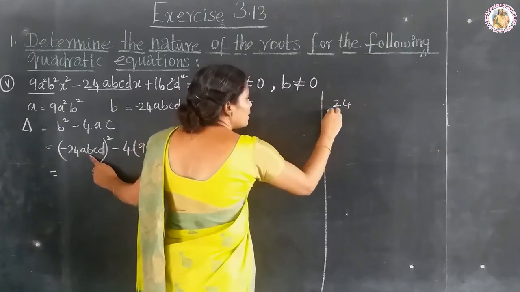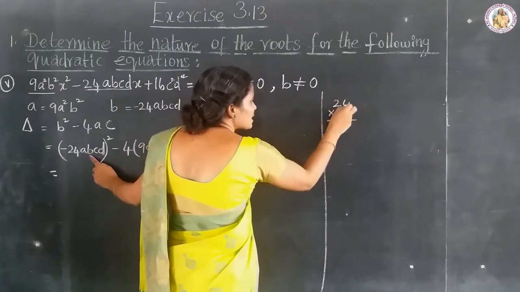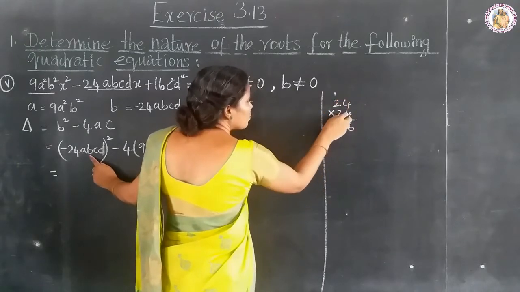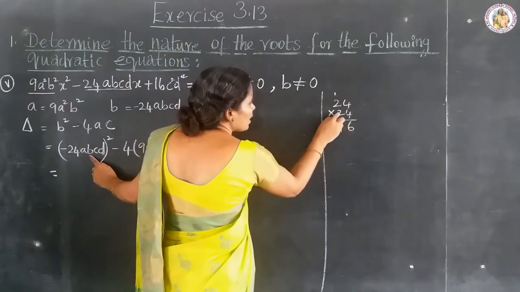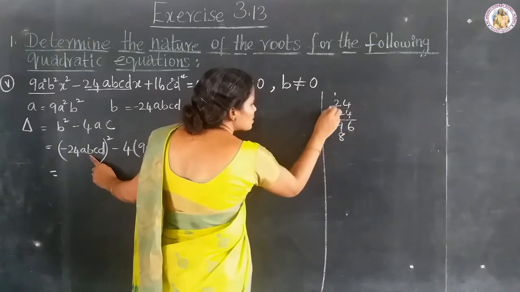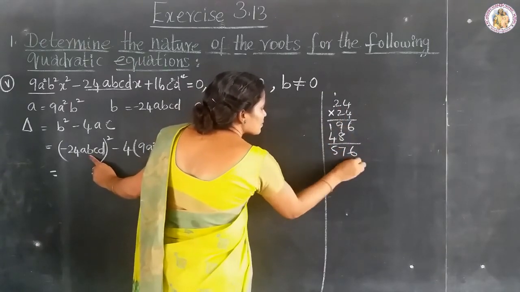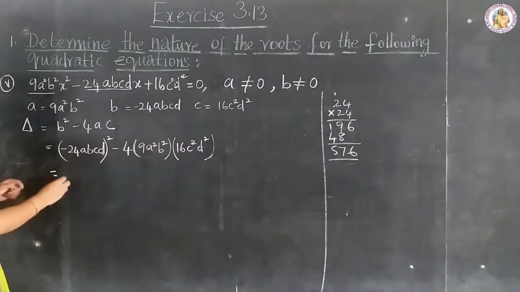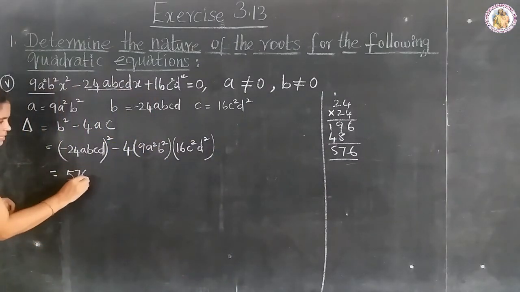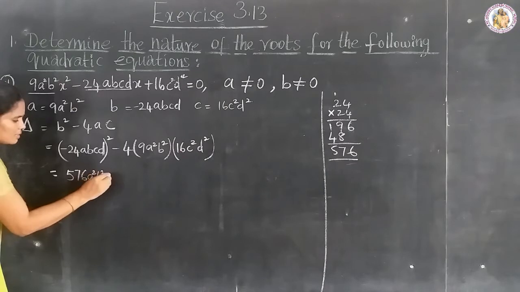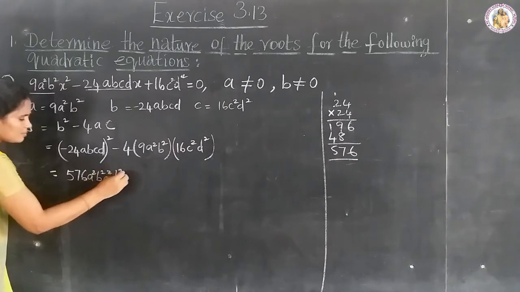So 24 into 24. 4 4s are 16, 6 remaining 1. 4 2s are 8, 8 plus 1, 9. 2 4s are 8. 2 2s are 4. 576. So 576 a square b square c square d square.